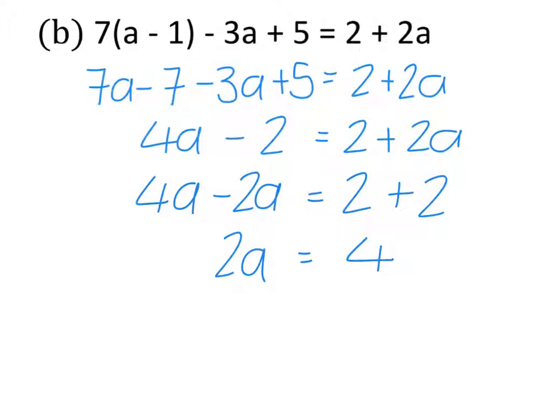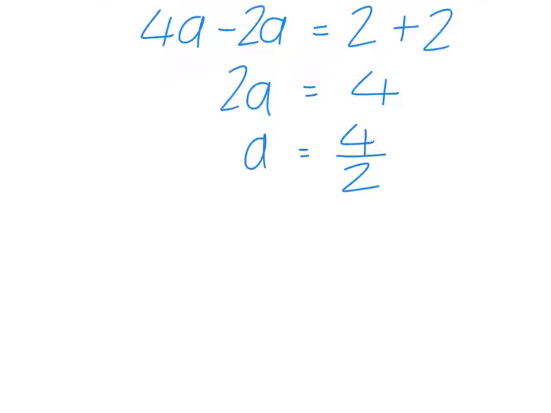So we now have the 2 to take to the other side. 2 is currently multiplying that a, which means when it goes to the other side it will divide the 4. So we have a equals 4 divided by the 2, and 4 divided by 2 is simply 2. So we have a equals 2, which is the solution.